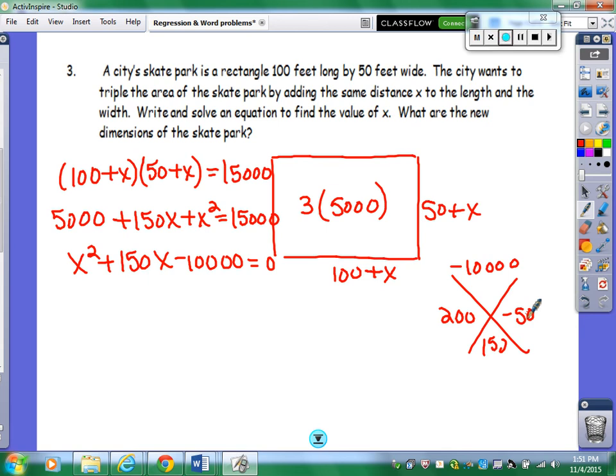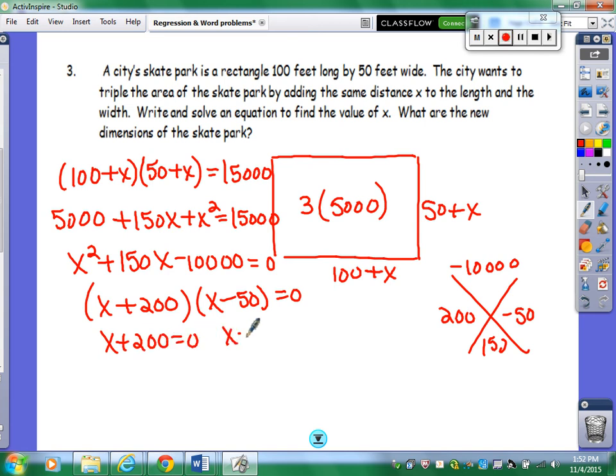Okay, so let's factor. Since my lead coefficient is 1, I can go directly to my factors. So x plus 200 and x minus 50 equal to 0. Use the zero product property. Set each factor equal to 0. So x is equal to negative 200 and x is equal to 50. All right, well, we can't have a negative length, so we can throw away the negative 200. So that means our x is 50.